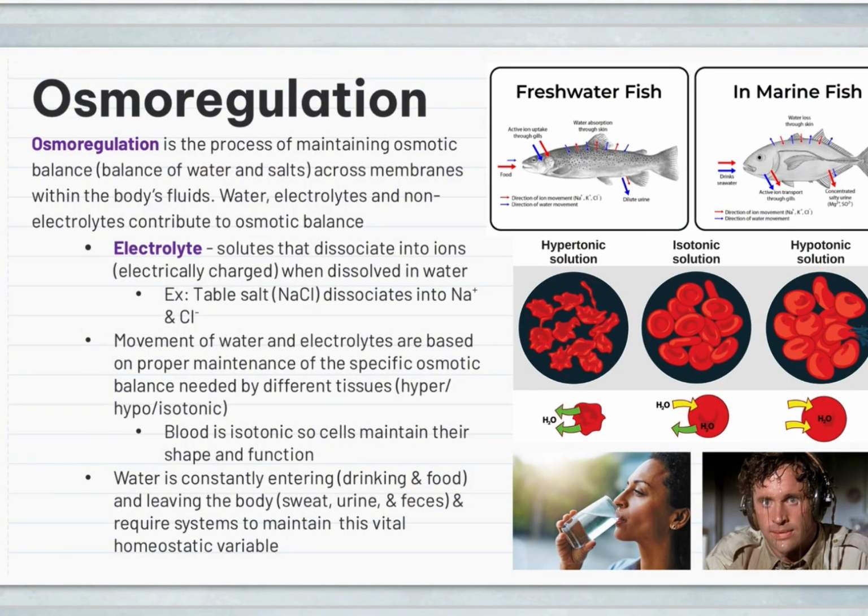But it's okay because we have our kidneys, which help us filter our blood so that we maintain that isotonic balance. Water is constantly entering and leaving the body through drinking and food, actually, and then sweat, urine, and feces. And all of this requires the system to maintain a homeostatic variable.